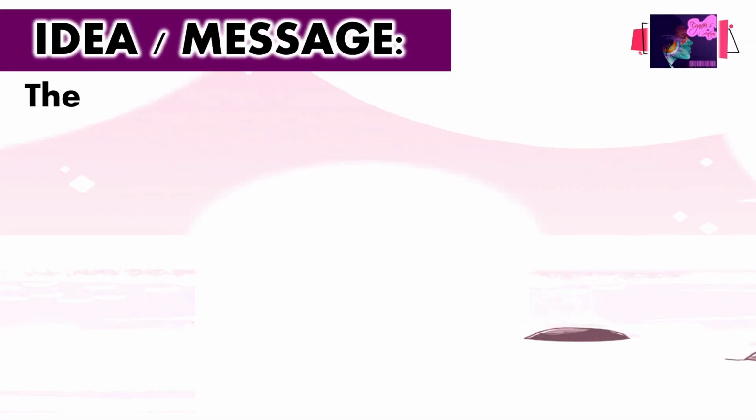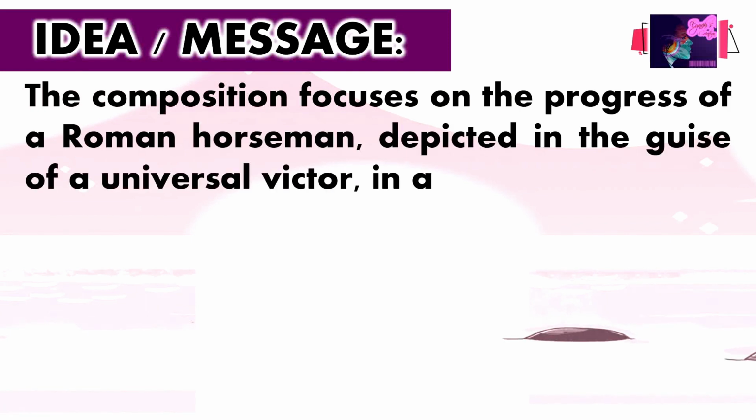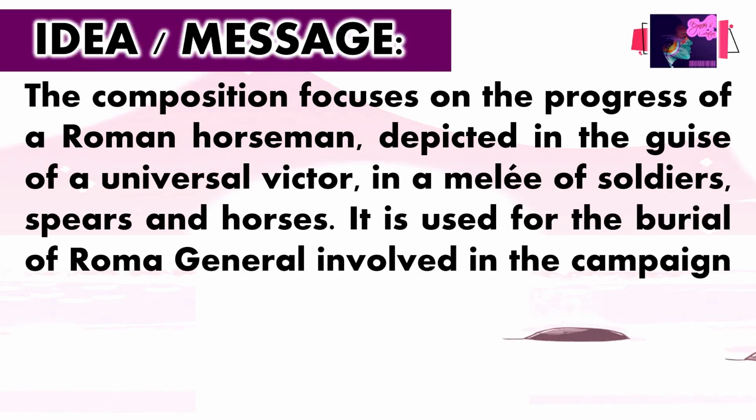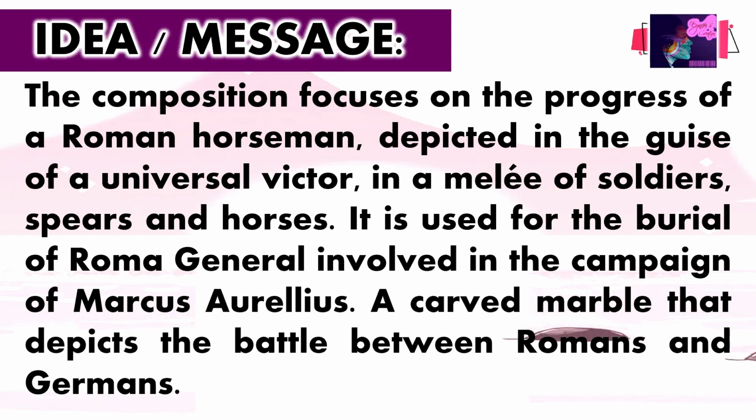And for the message of this sculpture, the composition focuses on the progress of a Roman horseman depicted in the guise of universal victor in a melee of soldiers, spears, and horses. It is used for a burial of a Roman general involved in the campaign of Marcus Aurelius. It is a carved marble that depicts the battle between Romans and the Germans.